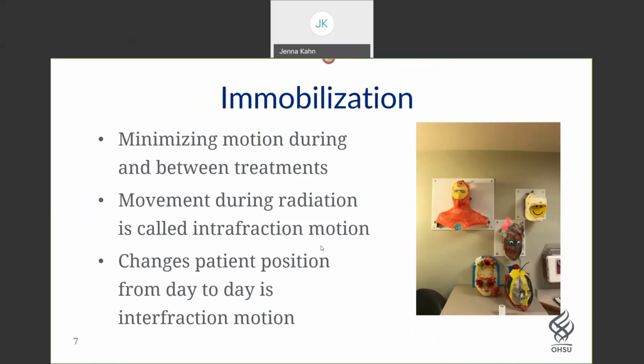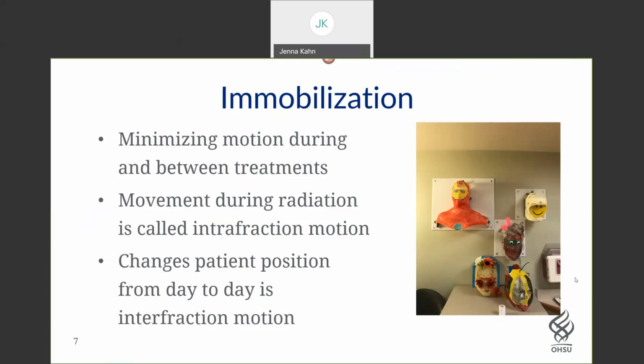We use immobilization devices to minimize motion during and between treatments. We don't want as much movement. When we talk about movement during the radiation, that is called intrafraction movement or intrafraction motion. When we talk about changes in patient position from day to day, that's called interfraction motion.